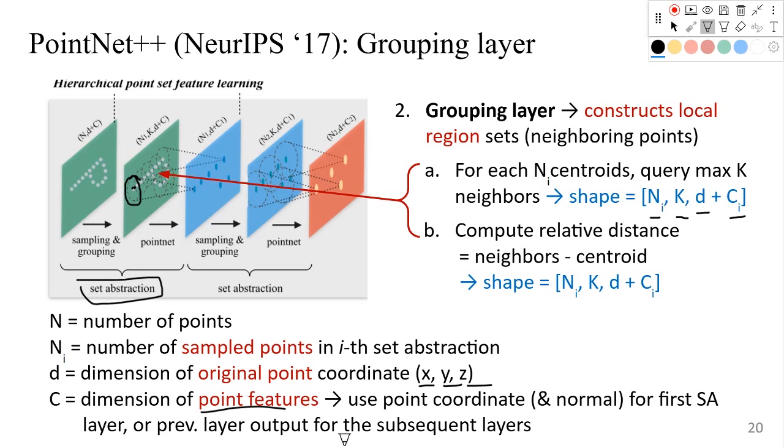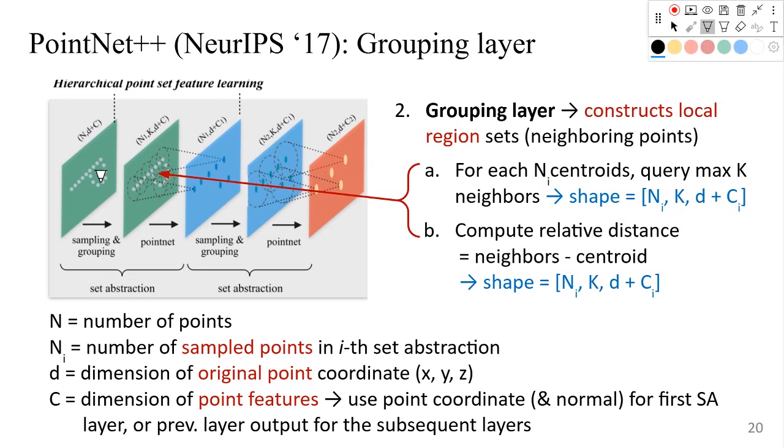And then for the next layers, for example, later when we process this, the C is C1 here. C1 is actually the output from the previous layer. We fuse it into this layer and later we use this one. But for the first SA layer, we just use the original point coordinates, or the normal, or the color.